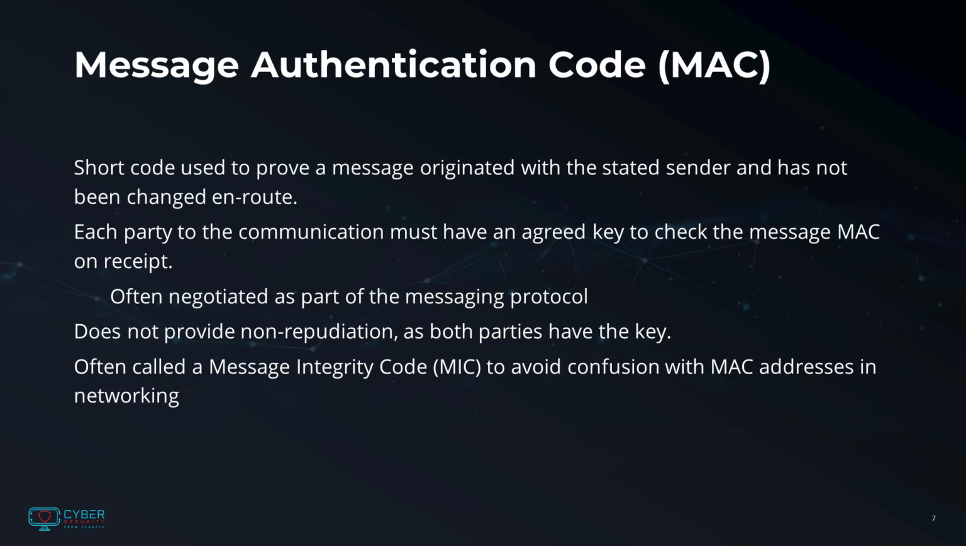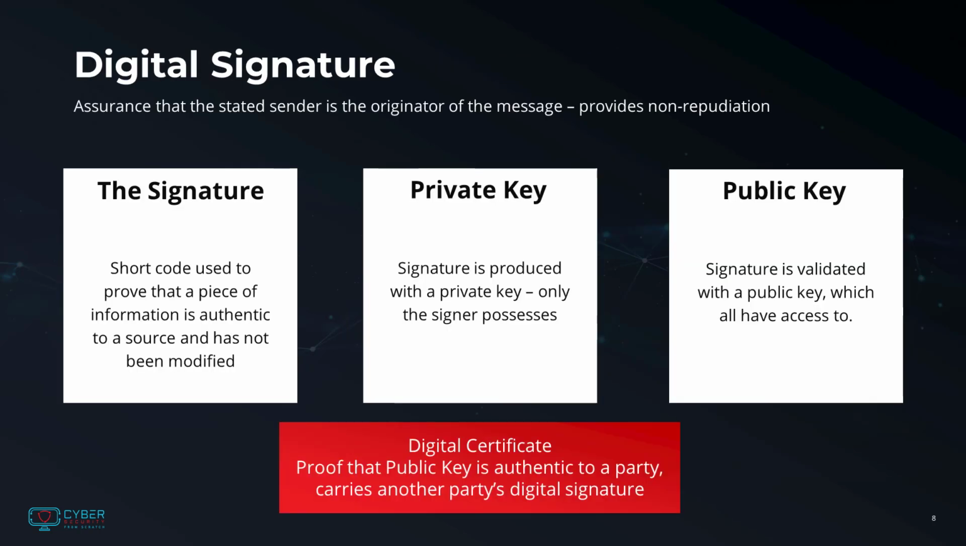Now note, this doesn't provide non-repudiation. Both parties have the key. This is simply a function of the communication mechanism to make sure that the messages were not modified or unintentionally corrupted en route. We often call these message integrity codes as well, because we also use the acronym MAC for the MAC addresses that we have in networking. And having two MAC acronyms in networking already, it's a little confusing.